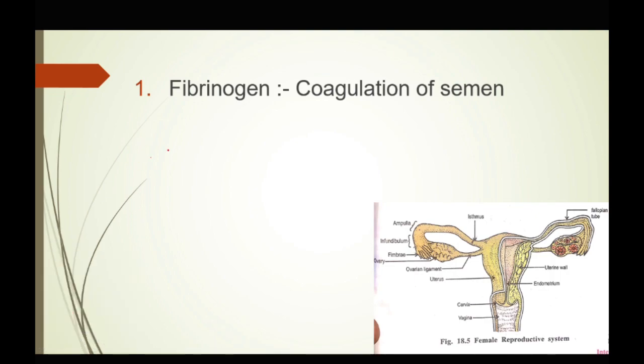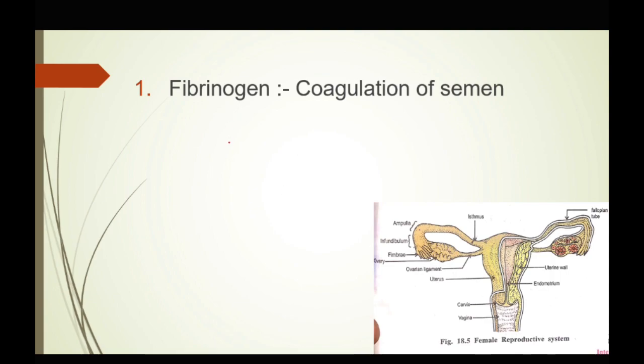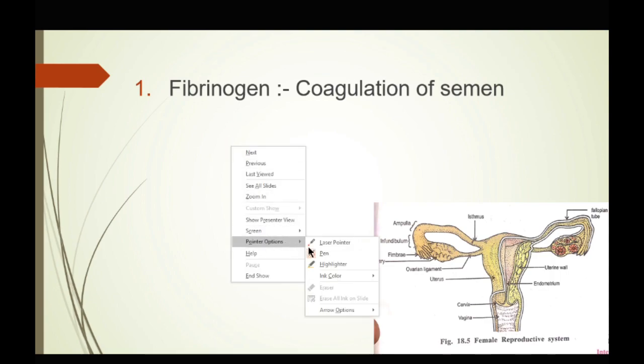So suppose that this is the semen, these are the molecules, or this is the structure showing the semen. This semen is spread over here, but what this fibrinogen is going to do is bring out the coagulation of the semen. That means it will bind that whole semen in a compact structure. So this coagulation of semen is brought about by this fibrinogen.